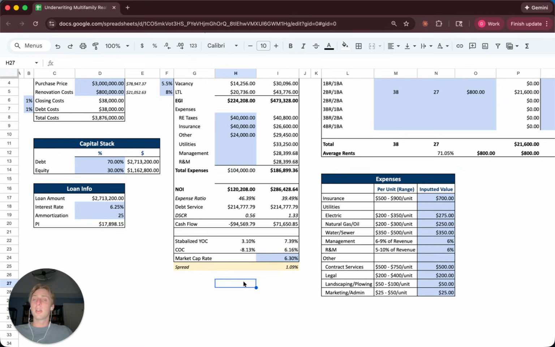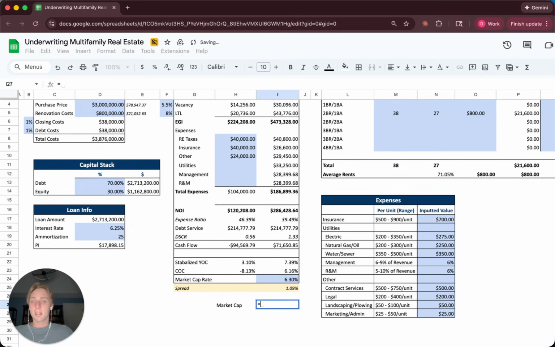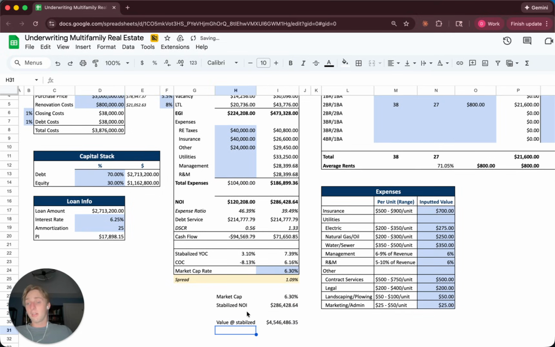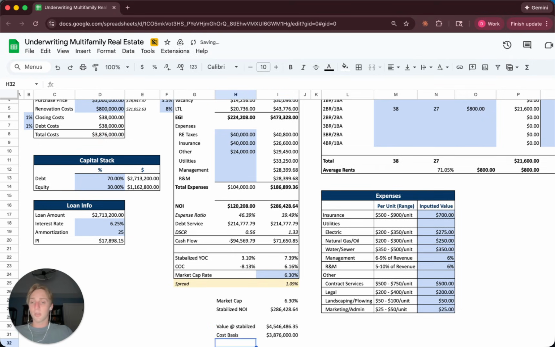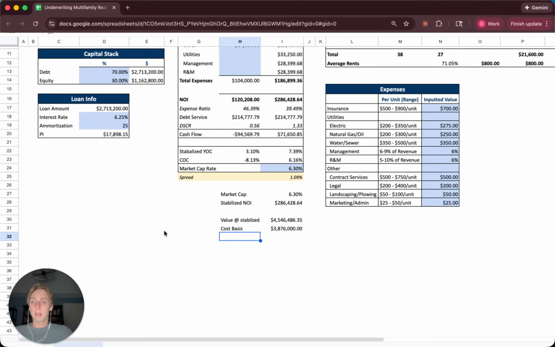And really quick, here is what this stabilized yield on cost means. Let's say market cap rate is 6.3, and my stabilized NOI is 286. My value at stabilized is the 286 over 6.3. That gets me to a value of 4.5 million. My cost basis on the project is about 3.9 million.